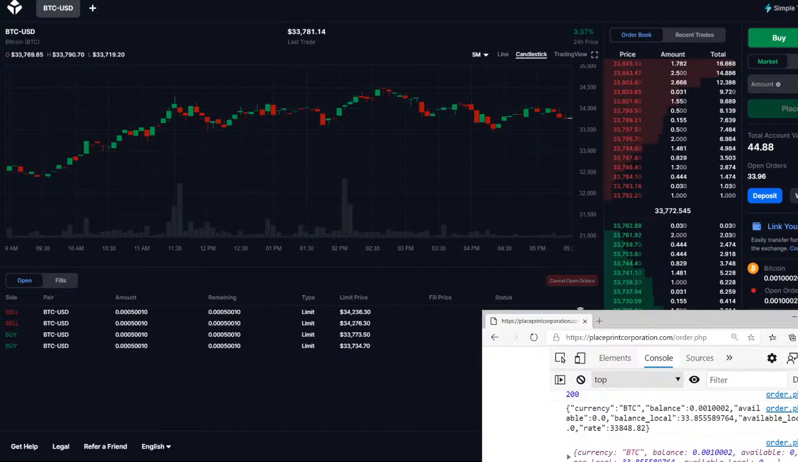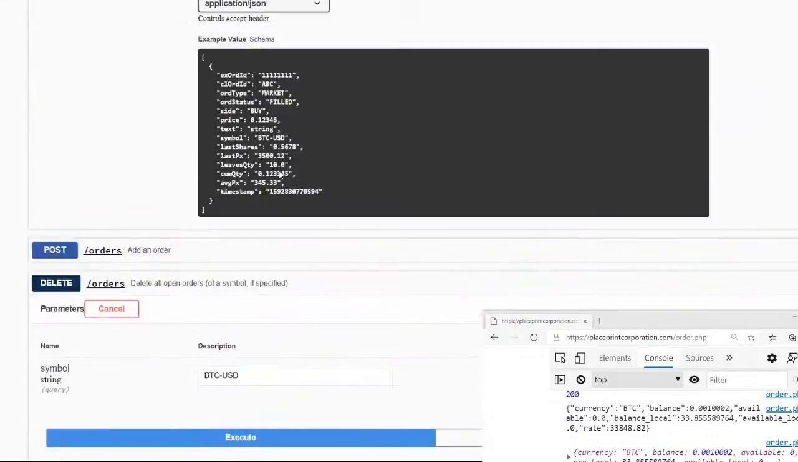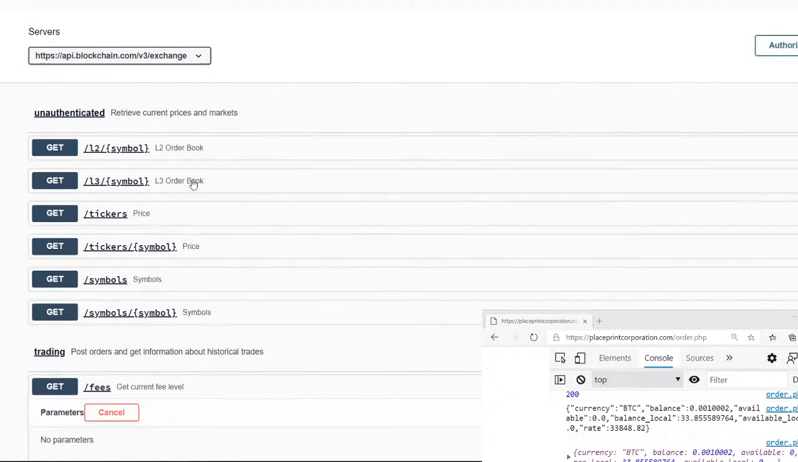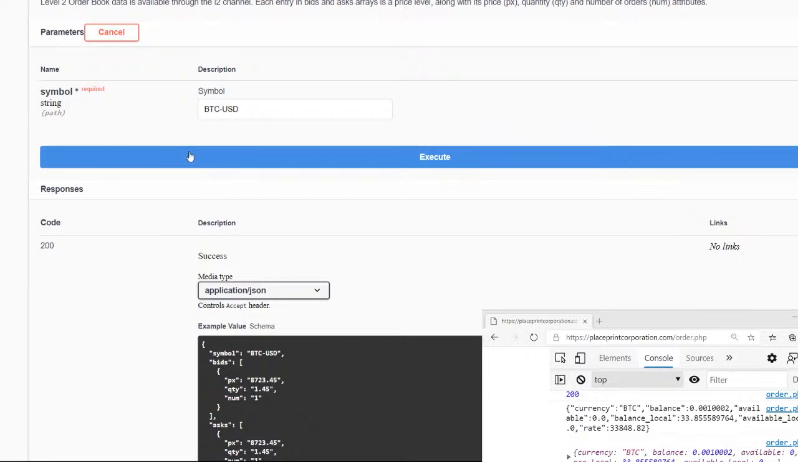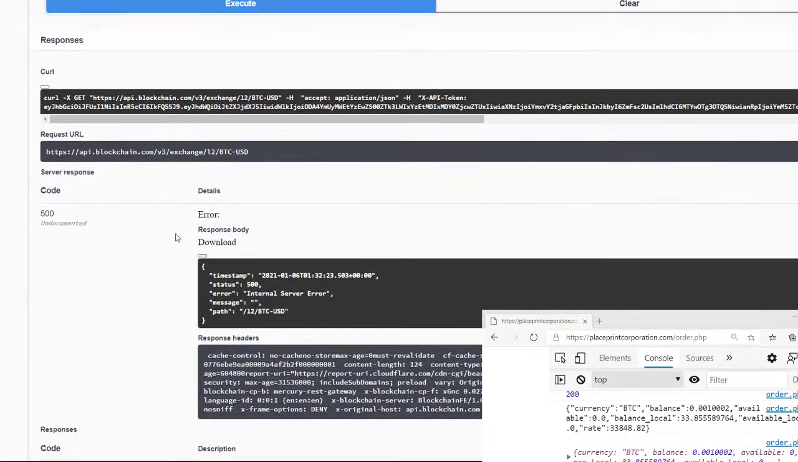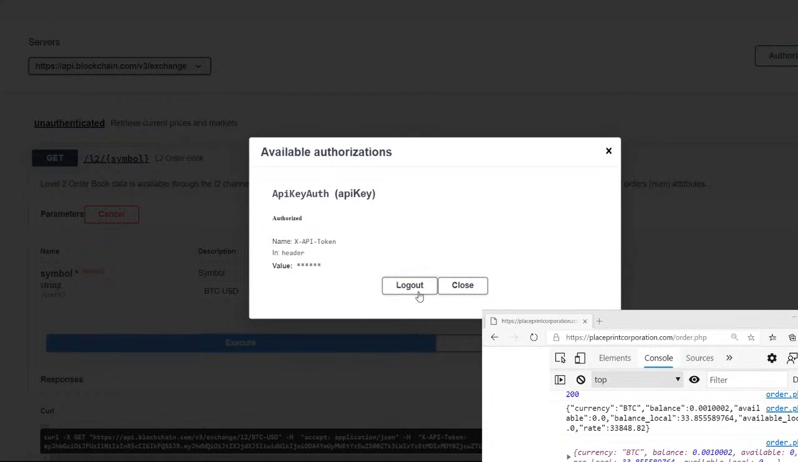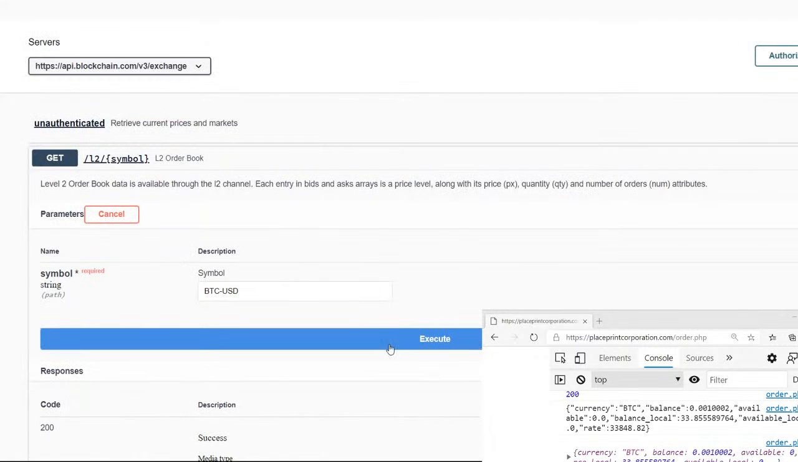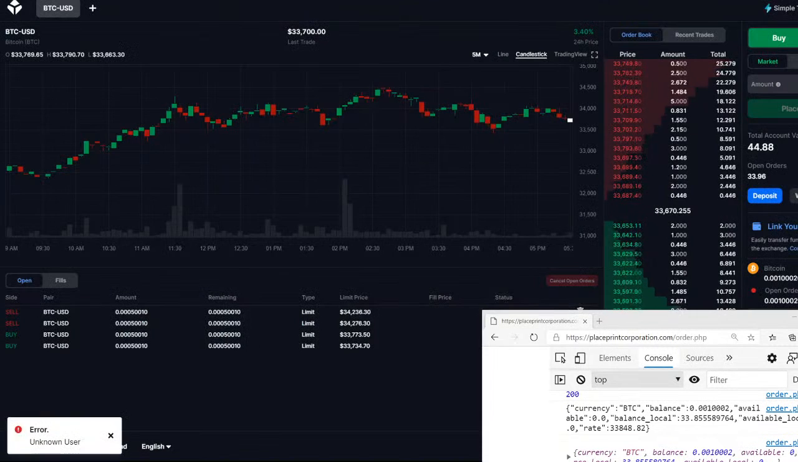And just to drive the point home, with their APIs, this is their API, right? Look at the mistakes that their APIs have. This is all unauthenticated. Level 2, try it out, execute. And then look at this, internal server error. This is their algo. I mean, this is their thing. Let's even log out. You don't need an authentication. Execute. Look, internal server error. So, I mean, I've had to build workarounds.